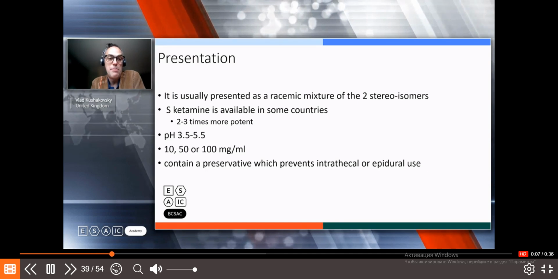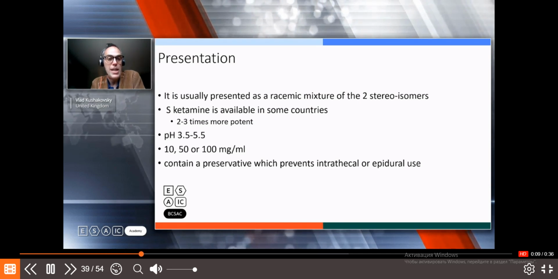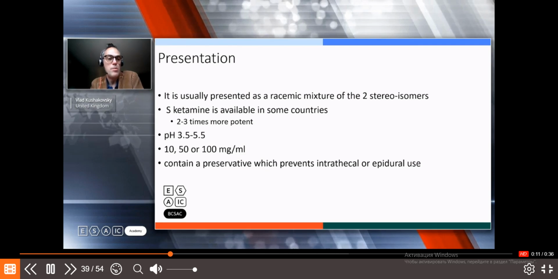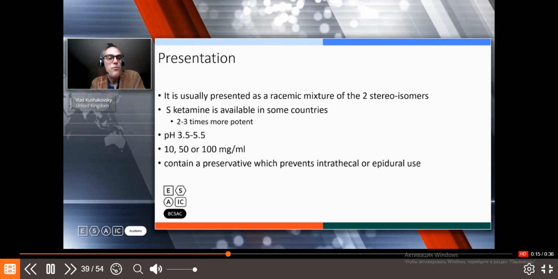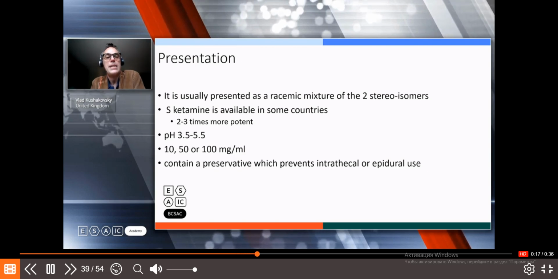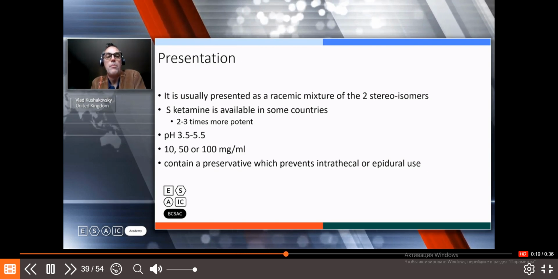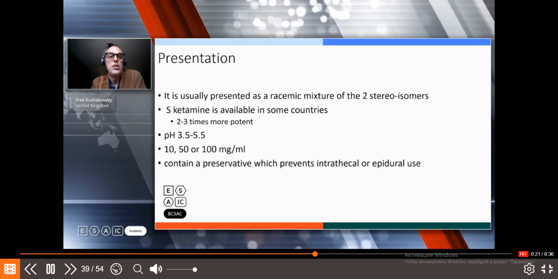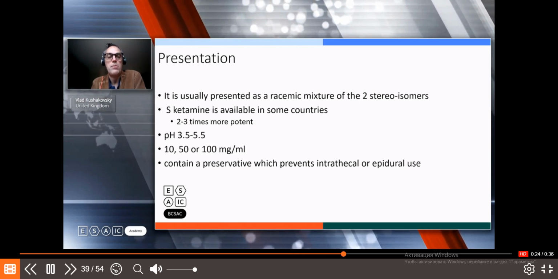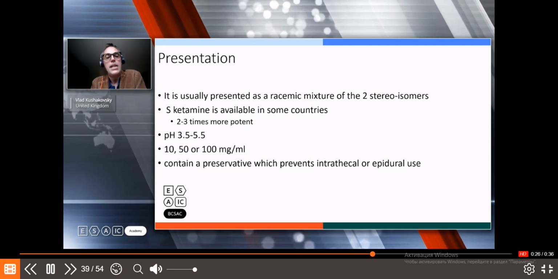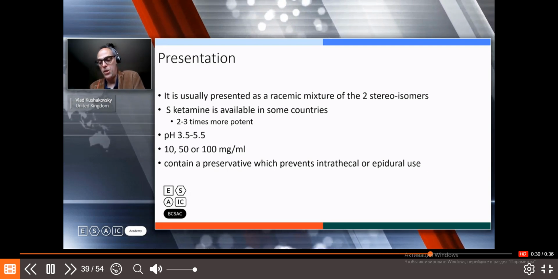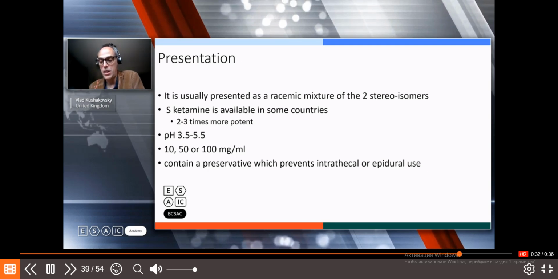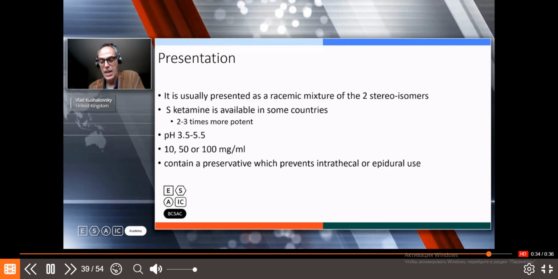However, S-ketamine is available in some countries and is 2 to 3 times more potent. The pH is 3.5 to 5.5, and it can come in various concentrations, 10, 50, or 100 milligrams per ml, and it contains preservatives which prevent intrathecal or epidural use. Again, in some countries, you can obtain preservative-free ketamine.